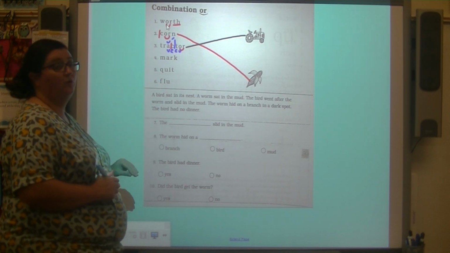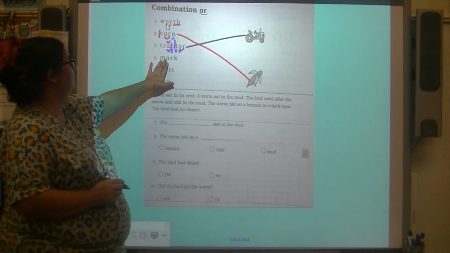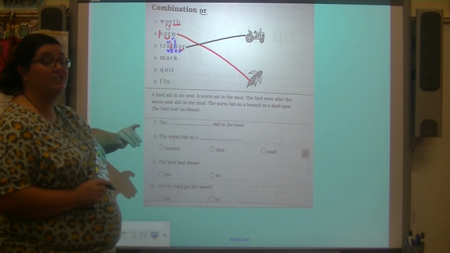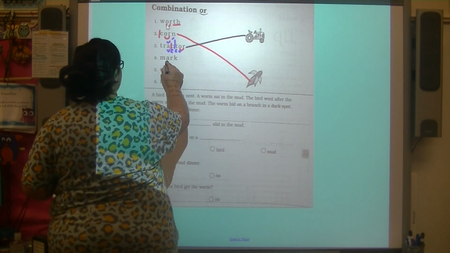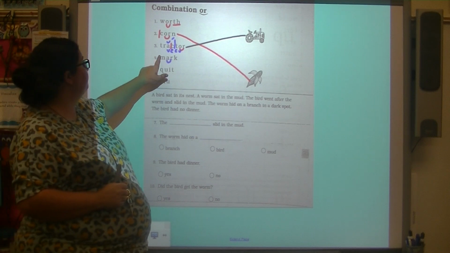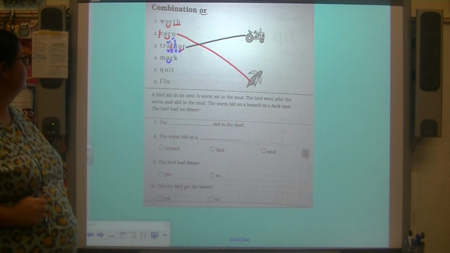All right, number 4. All right, do we have a digraph or combination? AR is our combination. So we can sound it out. Arc. What word? Mark.